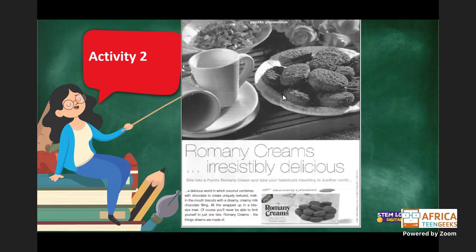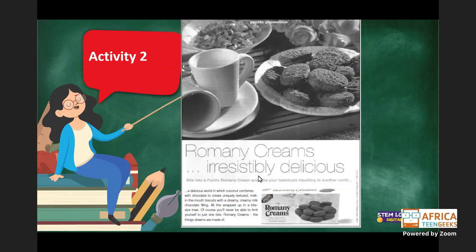The caption is really interesting. Romany creams, irresistibly delicious. And you are meant to read that as well. As you can see, it's big, bold, right? And irresistibly delicious, they claim, in fact. That's meant to draw you, right? And as it reads there, bite into Pyott's Romany Creams and take your taste buds traveling to another world. Wow. They try, don't they? They really, really do.